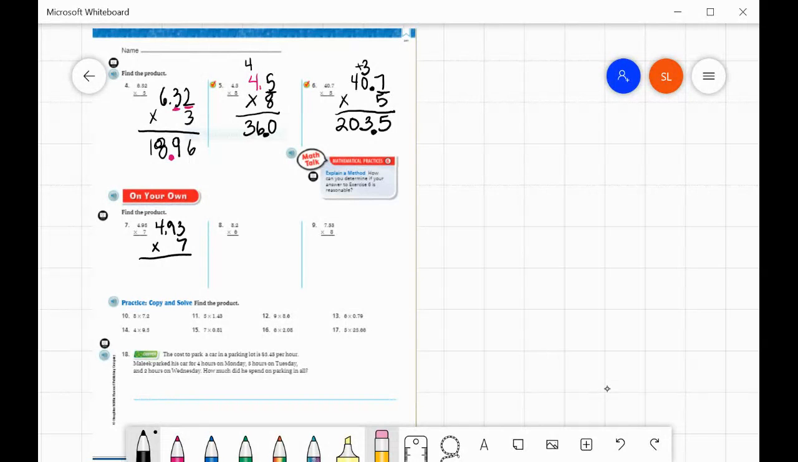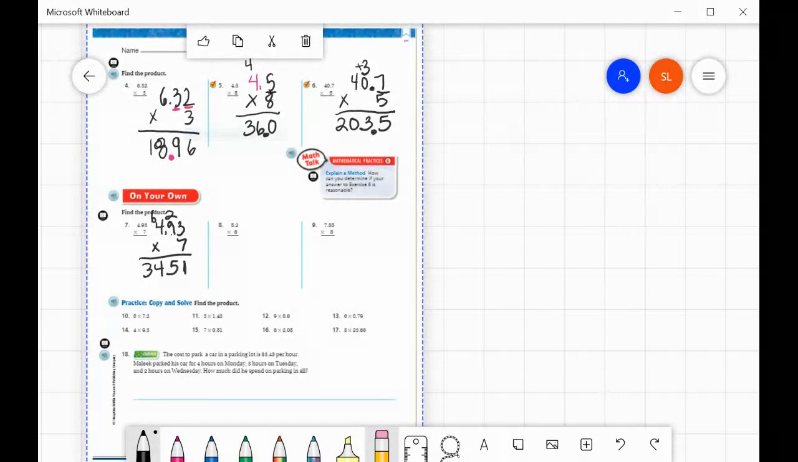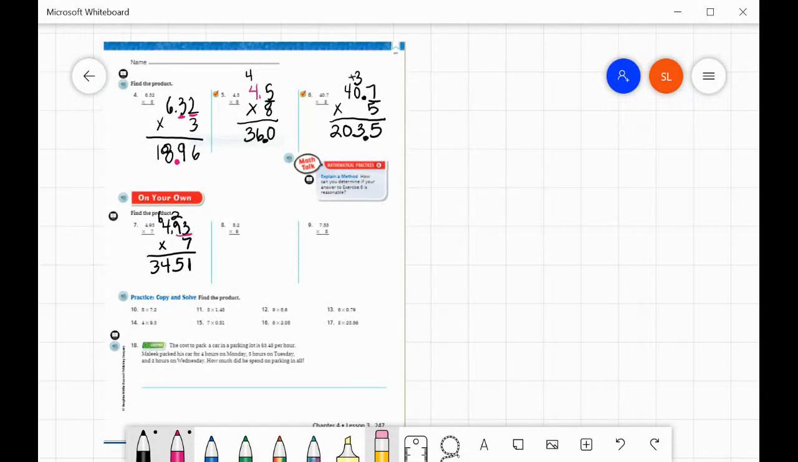7 times 3 is 21. Carry the 2. 7 times 9 is 63. Plus 2 is 65. Carry the 6. 7 times 4 is 28. Plus 6, 28, 29, 30, 31, 32, 33, 34. And then we check the decimal points. We have 2 places past the decimal. Whoops. So we're going to add a decimal point. We go over 1, go over 2, and leave the decimal point there. So our answer is 34.51.